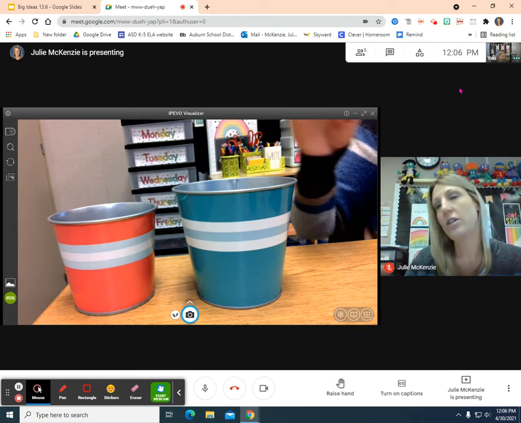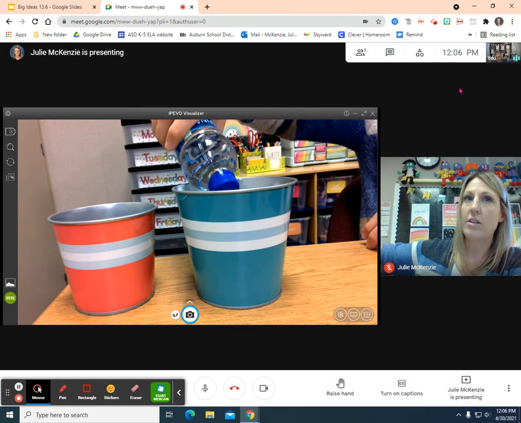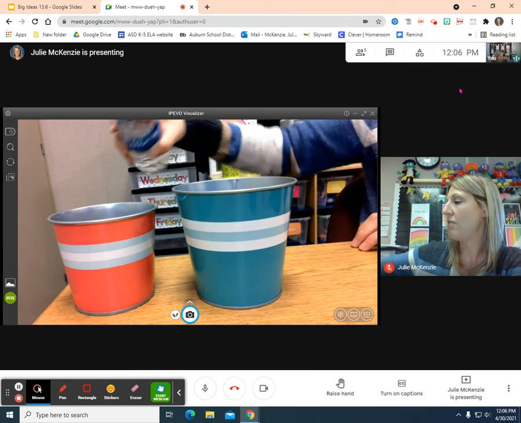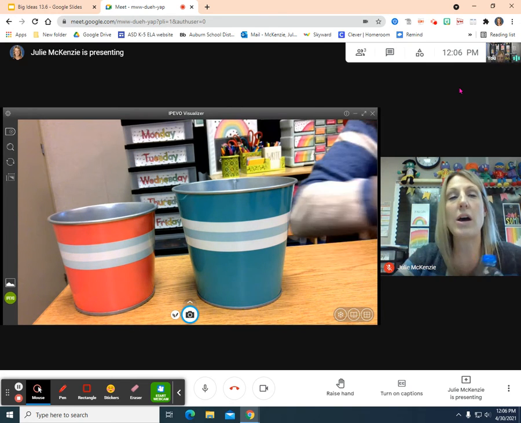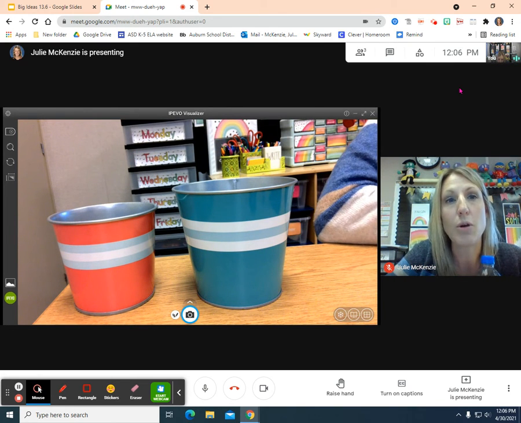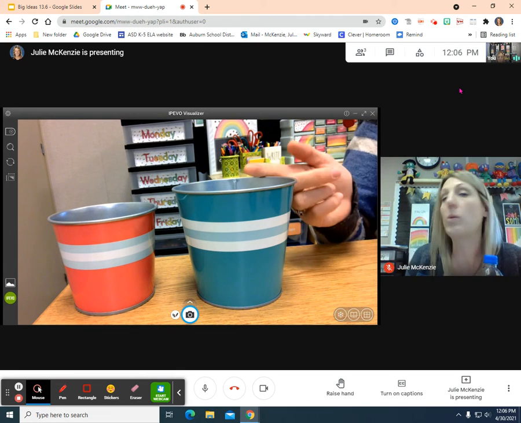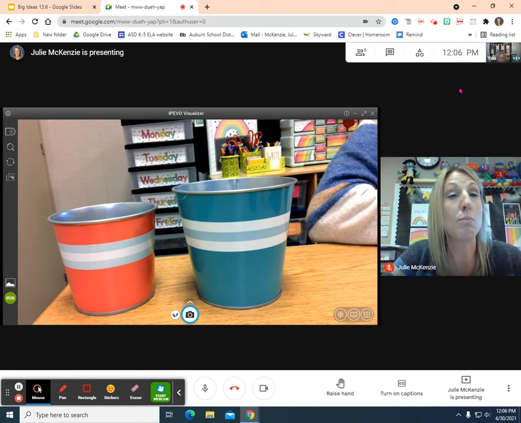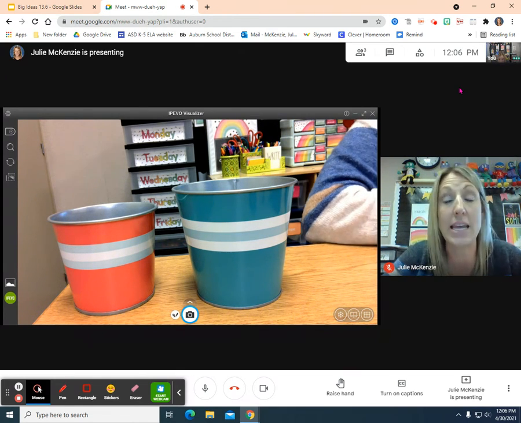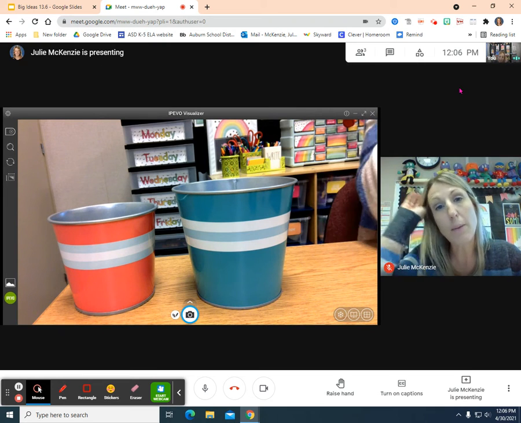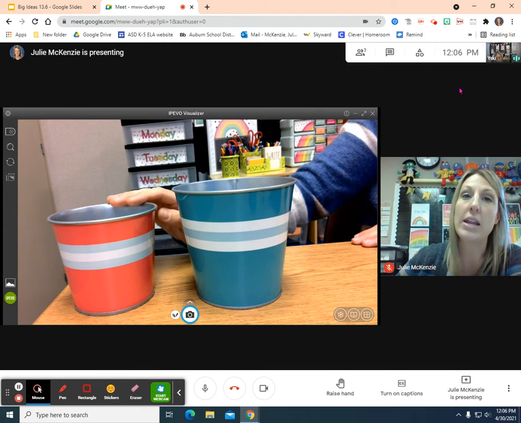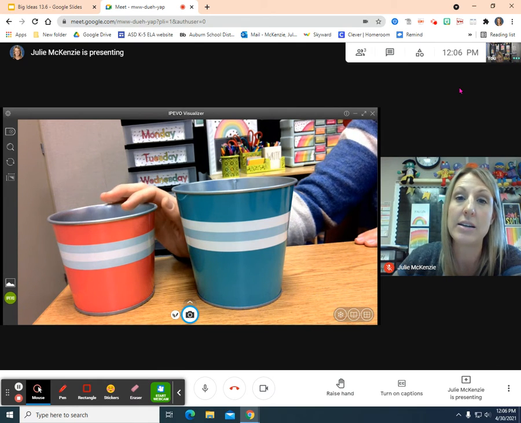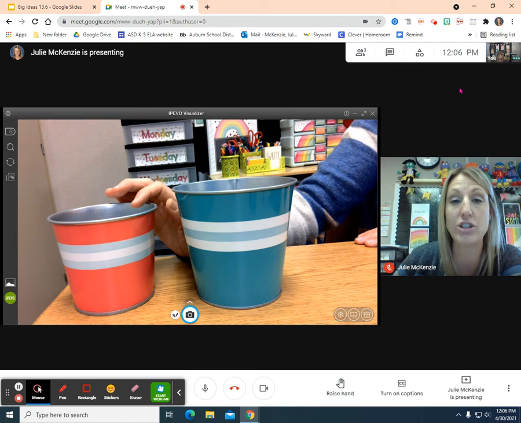And if I took a bunch of water and filled up the green one with water and then filled up the pink one with water, which one would have more water? The green one would, because it has more capacity. It has a greater capacity. The small one has less of a capacity. The capacity talks about how much something can hold.